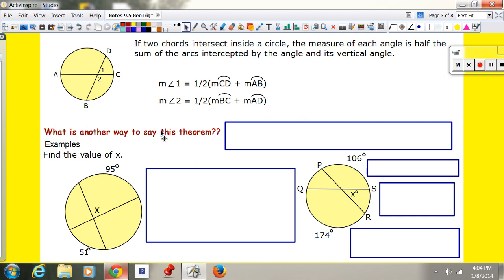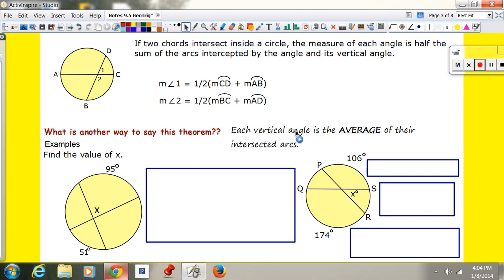So what is another way that we could say this theorem? Well, here it is. Each vertical angle is the average of their intercepted arcs. So you add the two arcs together and divide by 2. Add them together, divide by 2.